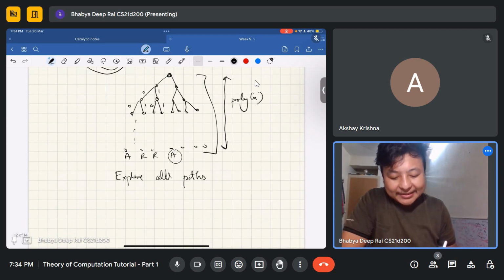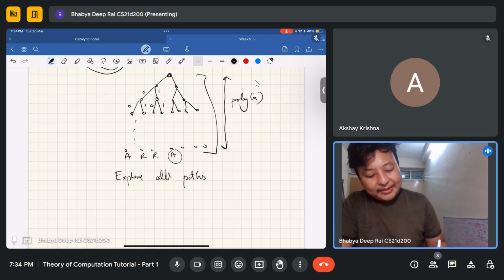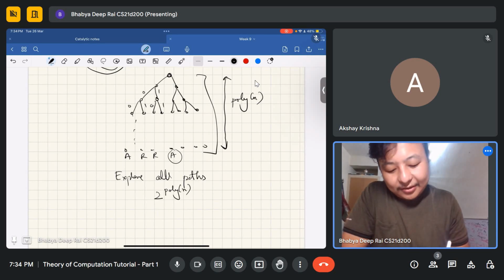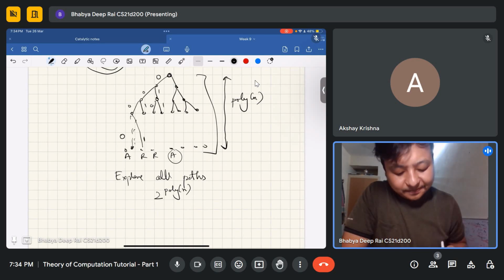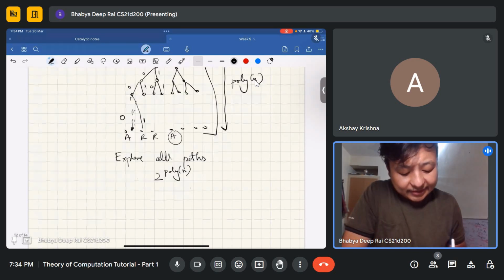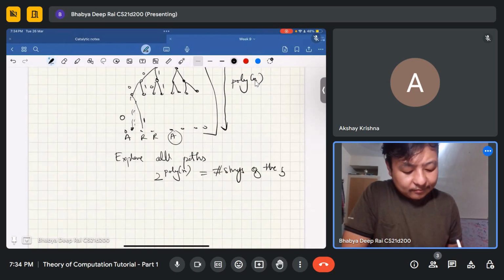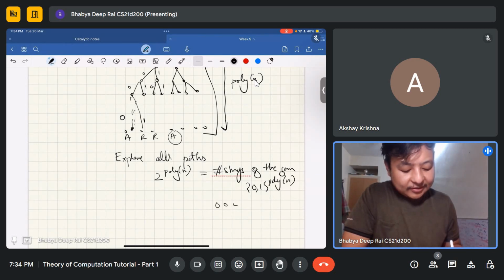And how many paths are there? As many paths as 2 to the power poly n. How can I see it? Well, if I interpret it as strings 0 0 0 0 and so on, and 0 0 0 1 and so on, it is the number of strings of the form {0,1} to the poly n. So the string could be 0 0 0 0 0 or 0 0 0 0 1 and so on.